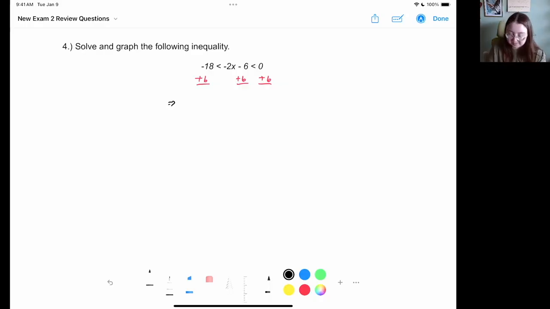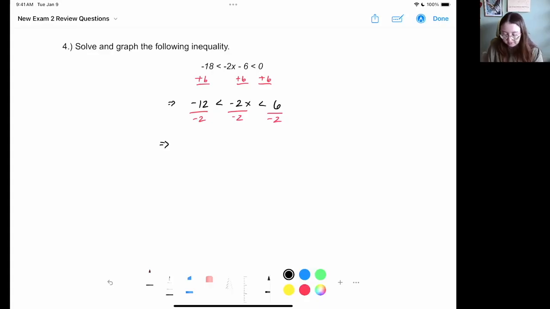So negative 18 plus 6 is going to be negative 12, less than negative 2x, less than 6. So we want to solve for x, so we're going to divide by negative 2. When we divide by a negative number, the sign has to flip. There are 2 signs in this case, so they will both end up flipping. So we'll divide by negative 2 here, and on each end.